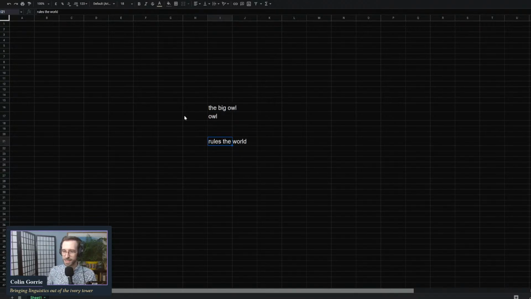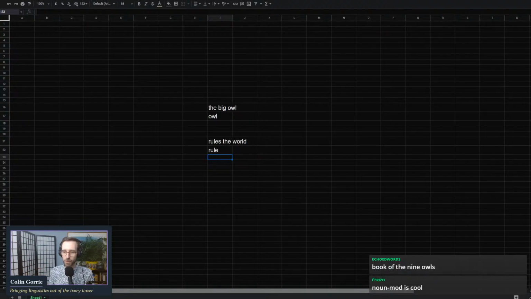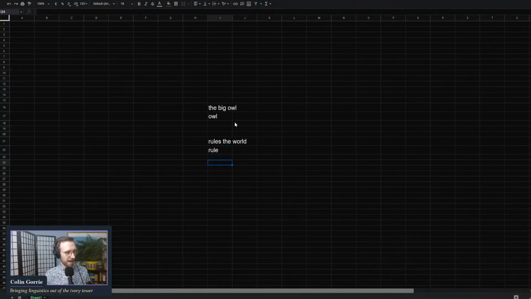So whatever kind of element is the head of the phrase, that's what kind of phrase it is. So rules the world. Is this a kind of world or is this a kind of ruling? It's a kind of ruling. So we have a verb phrase with a head rule. Now, I did mention pre-theoretical a few times because there are different theories that use the word head in slightly different ways, but let's stay zoomed out at this basic linguistics level. All right, so the big owl rules the world. Together, we have a nice sentence. The big owl rules the world, a noun phrase and a verb phrase.